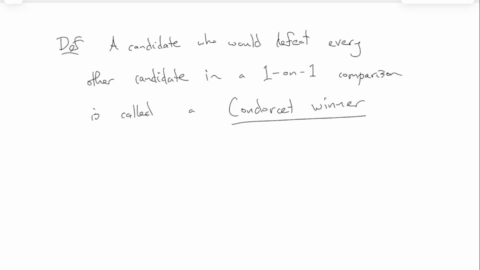Now, depending on what system you're using, the plurality or the ranked choice, like this, such a person might not actually win the election, but they are still called the Condorcet winner. It means that that person would have defeated anybody else in a one-on-one comparison. And the standard example, I think I said this last time, was the Bush-Gore-Nader thing.